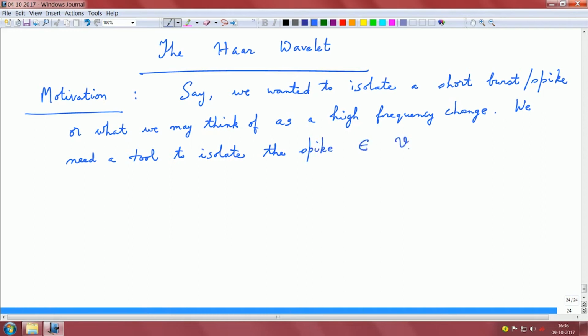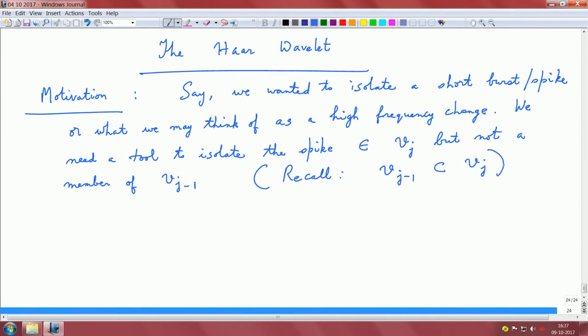belonging to some space Vj, but not a member of the space Vj minus 1. Why? Because we have to recall that space Vj minus 1 is contained in Vj, right, because when j increases we are at better resolution. Now, with this in mind, we start with the idea.